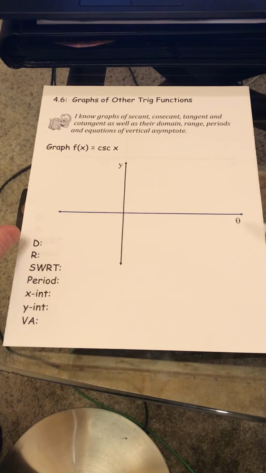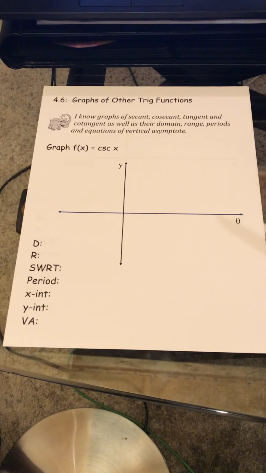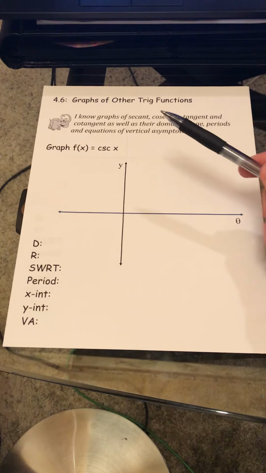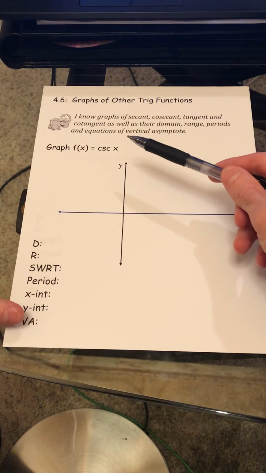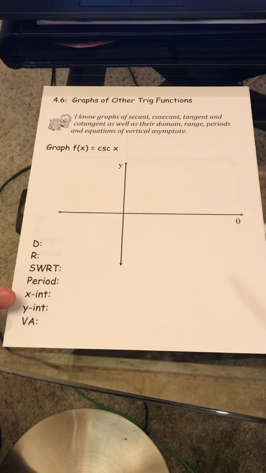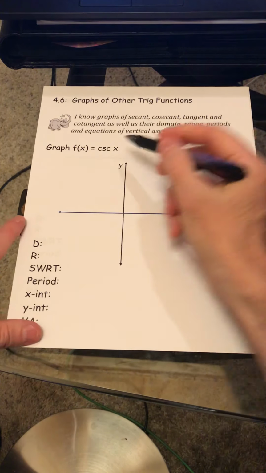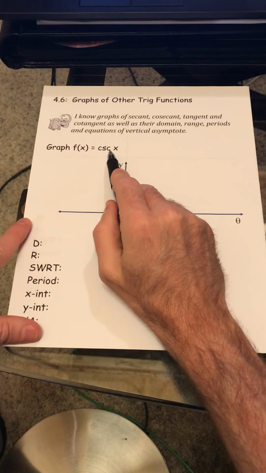What we're going to look at in section 4.6 are the graphs of the other three trig functions that we've covered. I know we've looked real in-depth at sine and cosine, and we've certainly graphed tangent a little bit as well, but we're now going to look at the three other ones and just kind of see how they look and what's involved with those. So, first one, f of x equals cosecant of x.